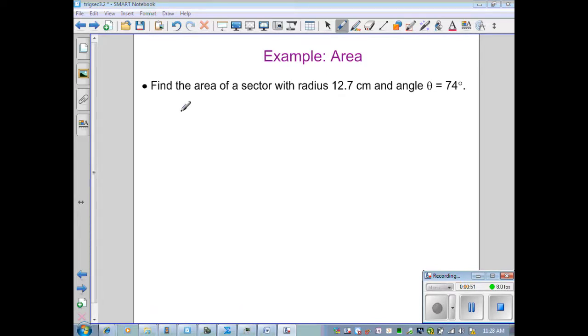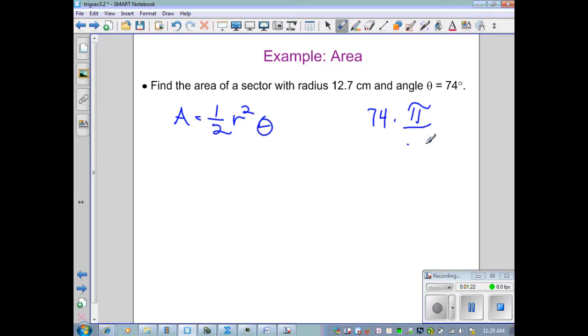Recall that our formula is area of a sector equals 1/2 r squared theta. Now, all we need to do is substitute our known values into our formula and then calculate the area. But the first thing we need to do is convert theta, which is in degrees, into radians. Recall the procedure to convert degrees into radians is to multiply the degree measure times pi over 180, and then simplify. When I simplify, I get my radian measure for theta to equal 37 over 90 pi. In other words, I just divided each of these two values by 2.